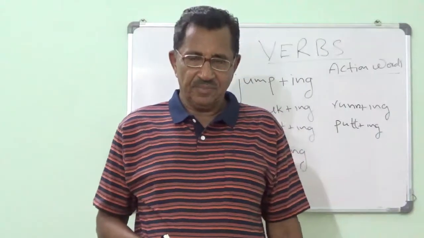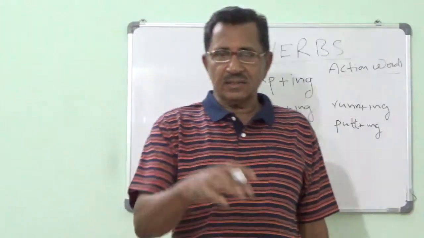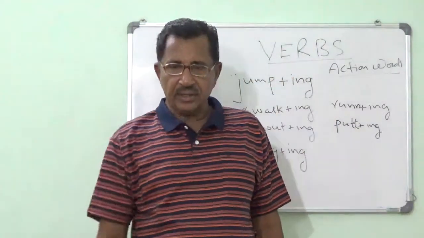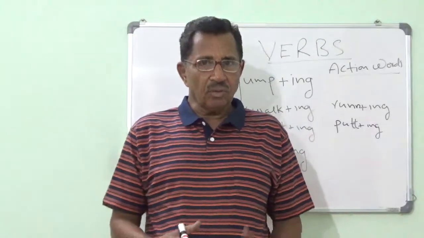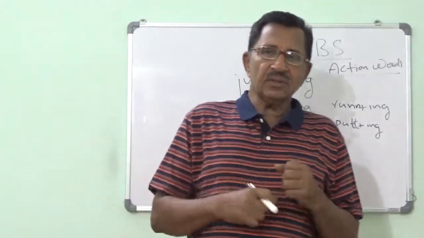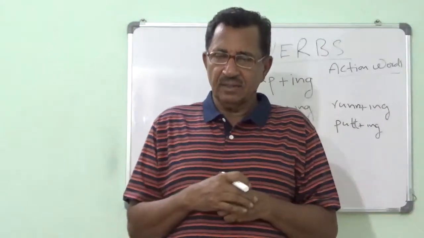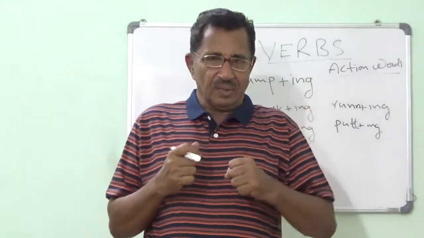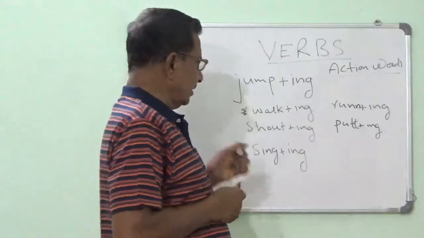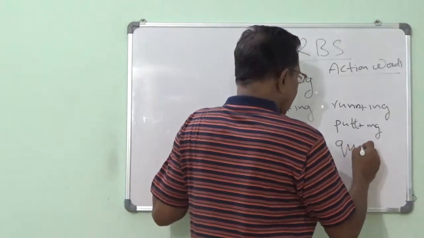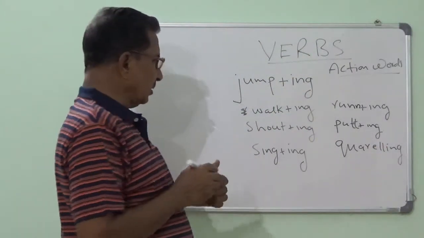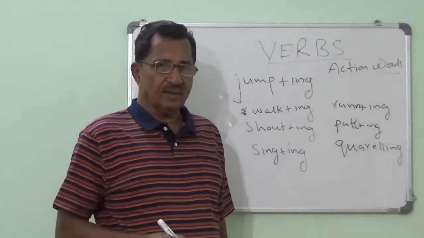Understand? What are some other actions you always do? Read, reading, talk, talking, walk, walking. Then what else? Quarrel, quarreling, double it. In some situations you have to double. Quarreling, because quarrel is a short-vowel word with stress, so you have to say quarreling. Otherwise, you will read it as quarling. There is no life in that.